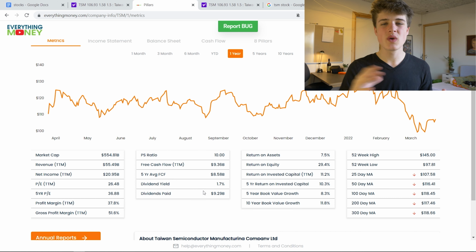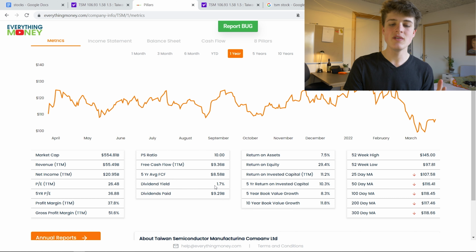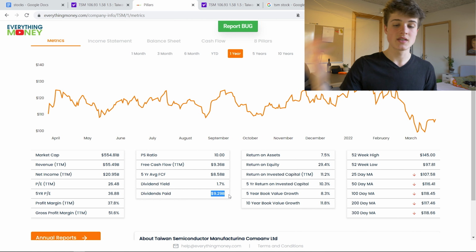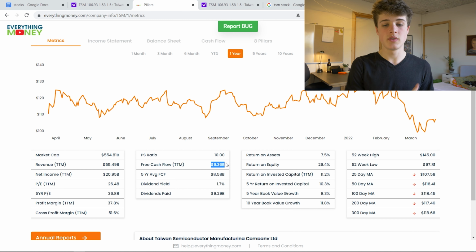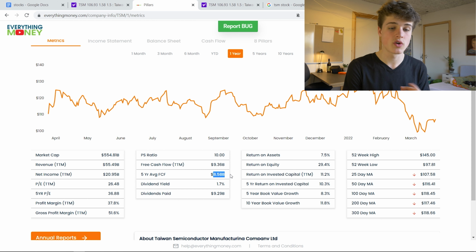One thing that I don't like as much about TSMC is the fact that they pay out dividends, and it is not even that high of a dividend. It's 1.7%. But the dividends paid are $9 billion, which they can afford with last year's free cash flow. The 5-year free cash flow has been lower. Basically, their free cash flow increased last year because of the semiconductor shortage, and they've paid all of their cash flow out through a dividend.